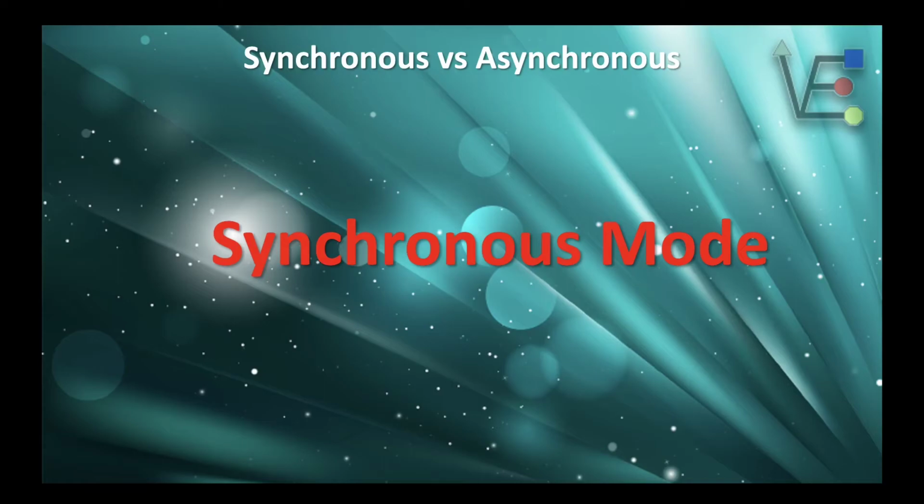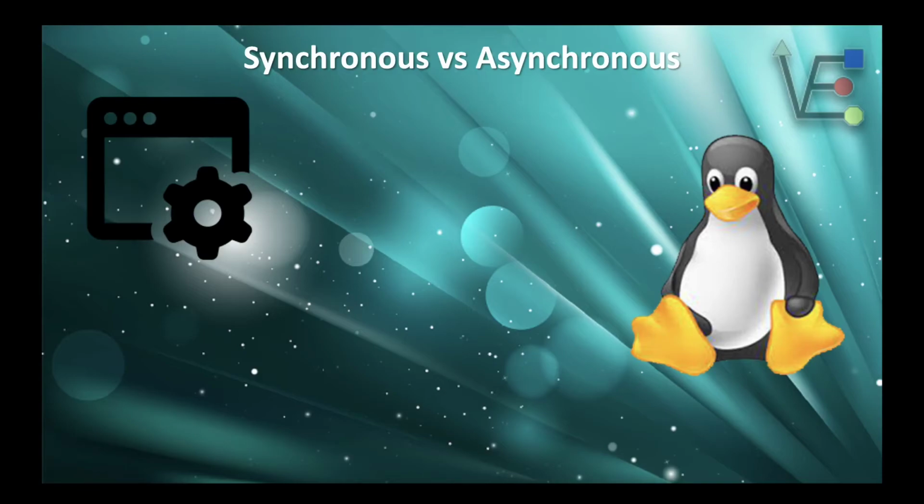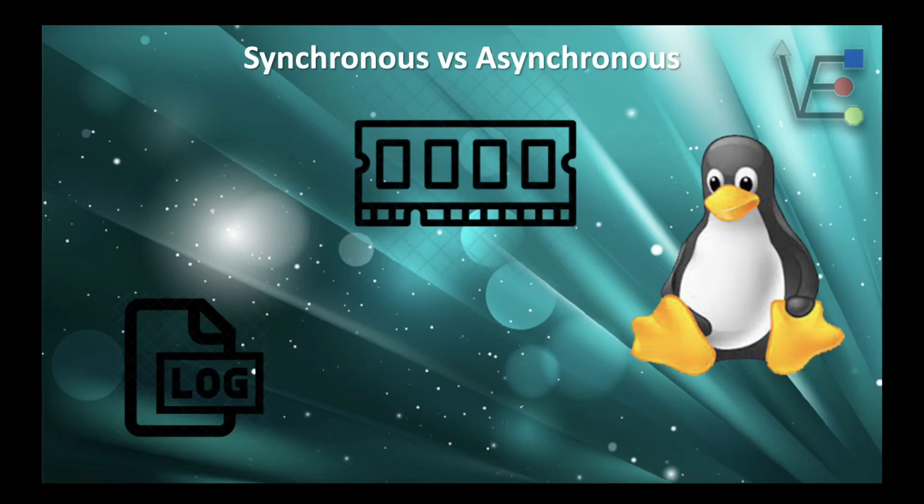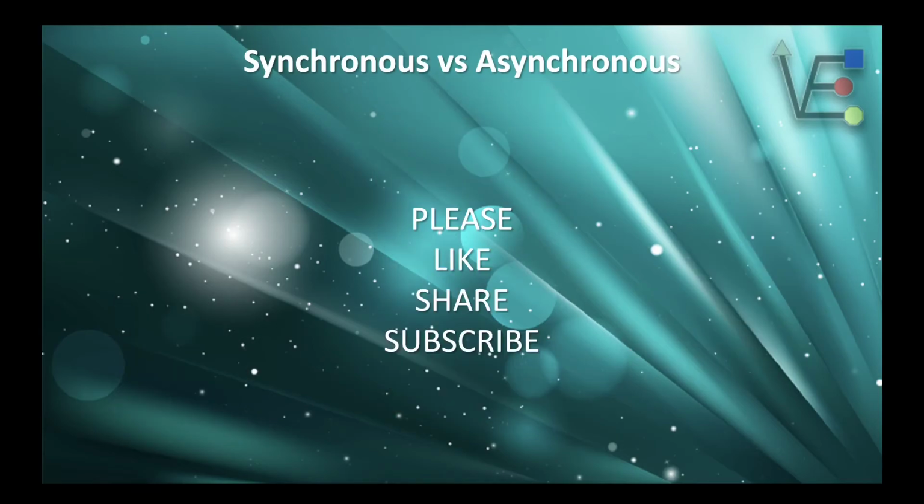Now, synchronous mode happens when an application asks the OS to write a file to the hard drive. The OS will write that file to a log file in the hard drive as well as to RAM. Then the OS will write that file to the hard drive when the desired time is correct in a synchronous fashion and mark all the files in the log file as complete. I hope this gives you a better understanding of synchronous and asynchronous mode of writing.